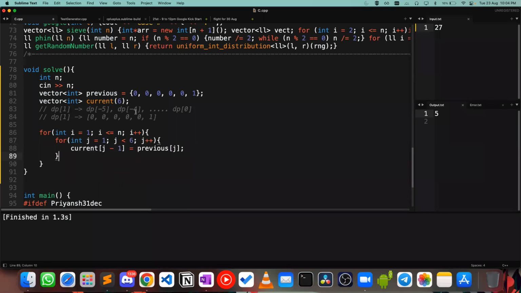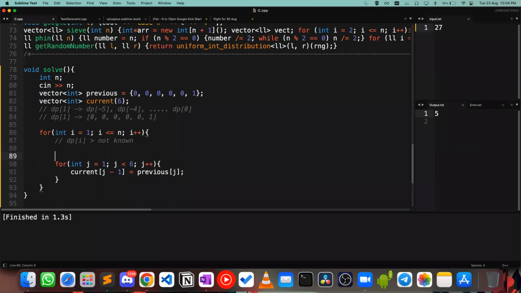What I'm saying is that I don't know about the next value, like I don't know about dp of i. This is not known. But do I know dp of i minus 1, and so on up till dp of i minus 5? Do I know these values? Yes or no? I know these values. So for the current, how is my current defined? Current is defined as going from i minus 5 to i.